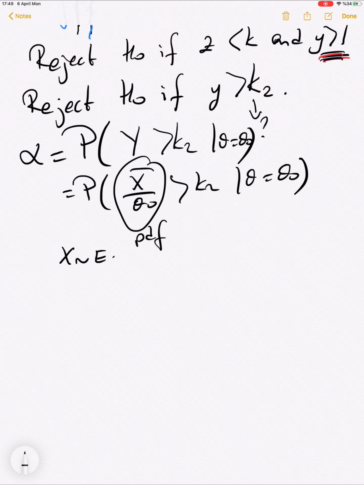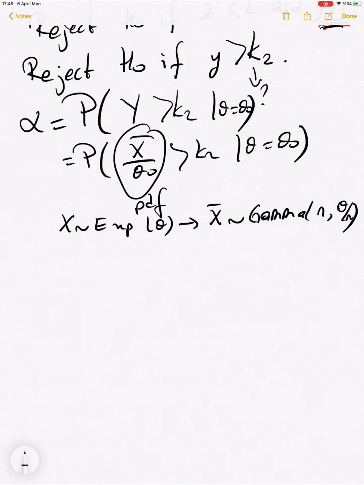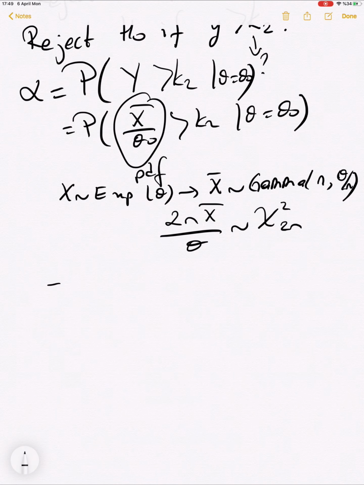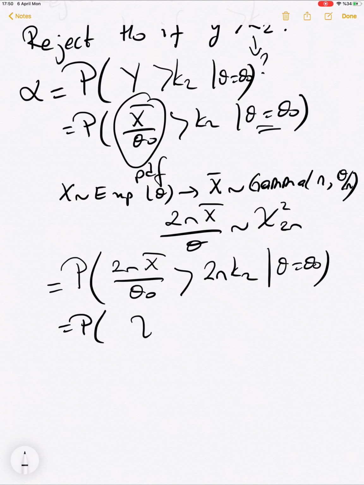This means that x bar is distributed as gamma with n and theta over n, and this means that multiplying x bar by 2n and dividing by theta, we have a chi-square distributed random variable with 2n degrees of freedom. So apply this to our alpha function, the probability that 2n x bar over theta 0, because my theta is actually theta 0, it's stated like that, it's given as a condition, is greater than 2n k2, given theta equals theta 0. After writing the distribution, we don't have to write the conditions anymore.